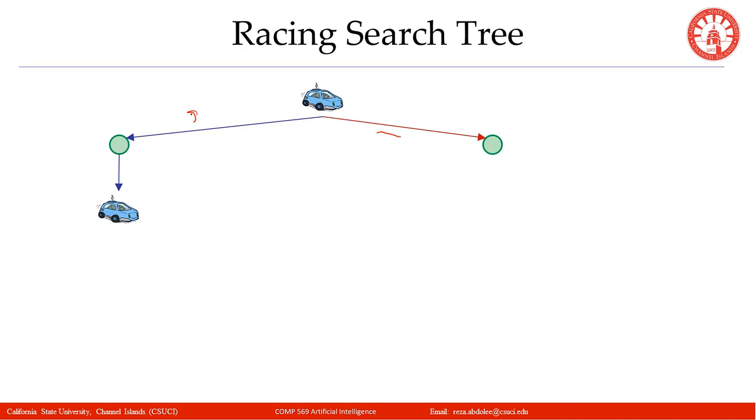If we take action slow, based on the description of the problem in the previous slide, the car is going to end up in the cool state with the probability of one. That's the reason you can see only one outcome from the Q state. And then if it goes fast, there are going to be two consequences. The car could get warmer, or it could stay at the cool state as well. This is also described in the problem statement.